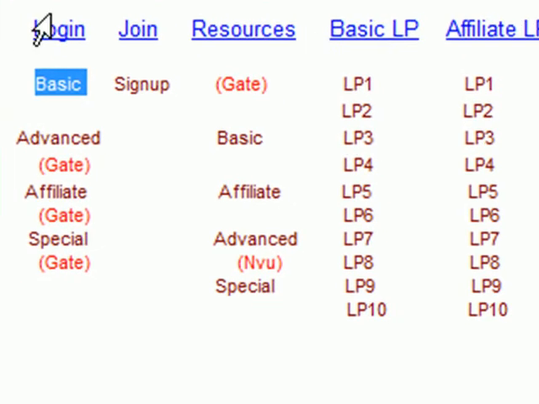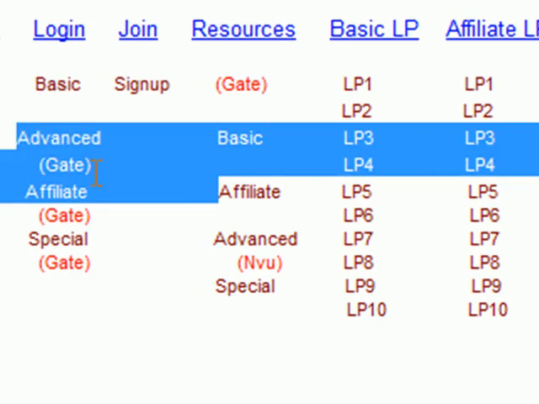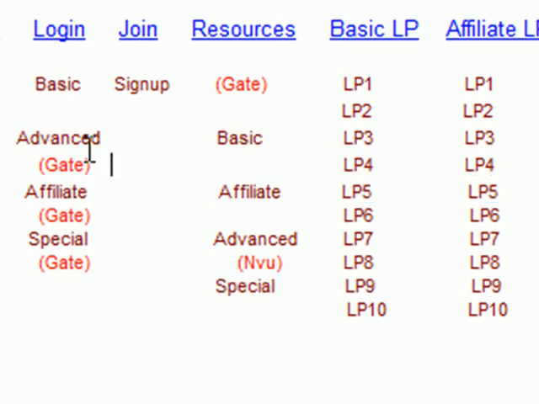So under our login subpage, we have our basic, advanced, affiliate, and special options. And again, these three options here are gated. In other words, you can't get past them without getting more information and getting it through the advanced series. Now, my intention in this place was to keep the general populace out and only let the people who really wanted the information come in using this gate.